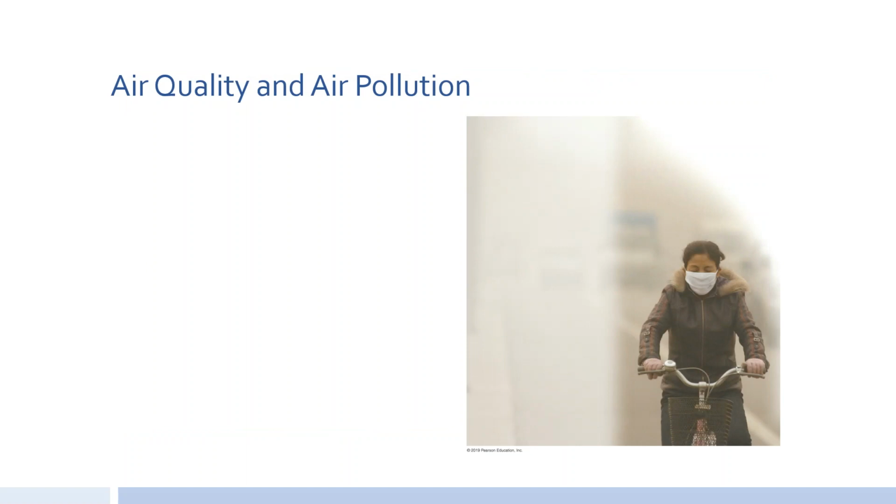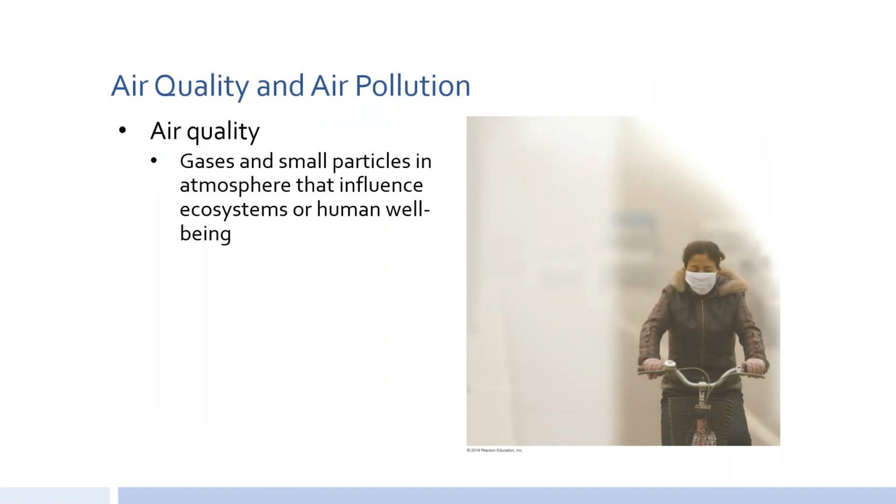So first of all, we're going to talk about what we mean by air quality and what we mean by air pollution. So air quality is gases and small particulates in the atmosphere that influence ecosystems or human well-being. So we talk about what is in the air right now and how that is affecting ecosystems and human well-being. You can talk about this in a very basic way, like the pollen count in the air, and if you have a lot of allergies, that can affect you. You can go online and look at air quality reports for where you live. If you go to airnow.com, the EPA releases these air quality reports, and you can look at an air quality map and see what that looks like.